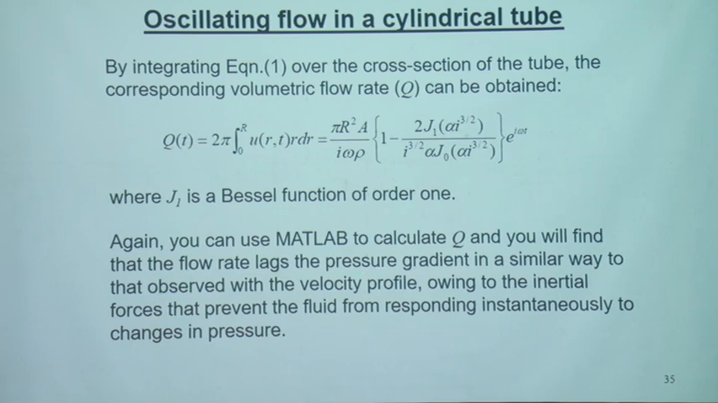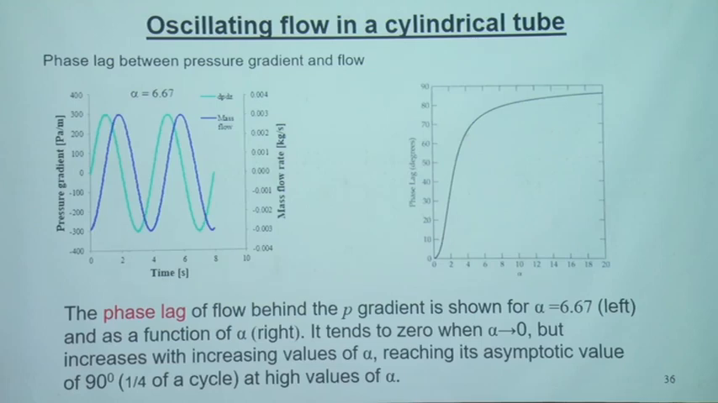I think it's in the next slide. Here I've got plots of pressure gradient. The green line corresponds to the pressure gradient, whereas the blue line corresponds to the flow rate. This is plotted for Womersley parameter equal to 6.67. Already you can see that there is a phase lag for the flow, so that the flow peaks behind the peak of the pressure gradient. It's quite typical of this oscillating flow.